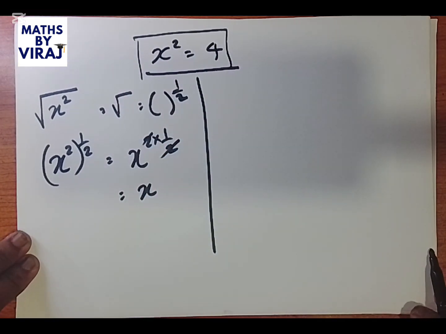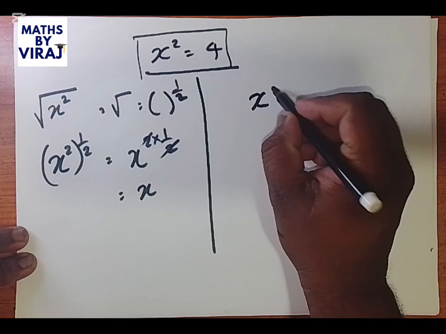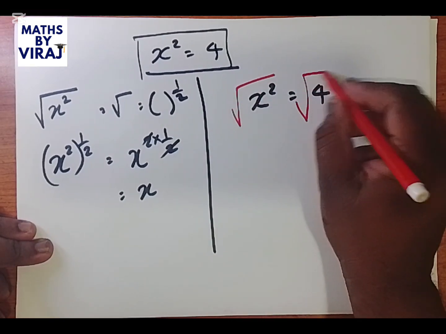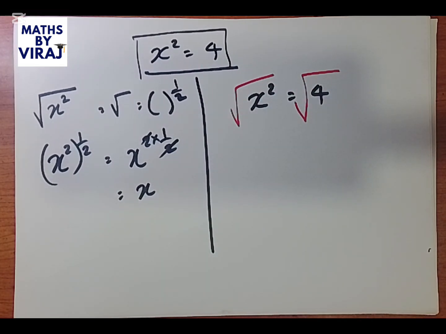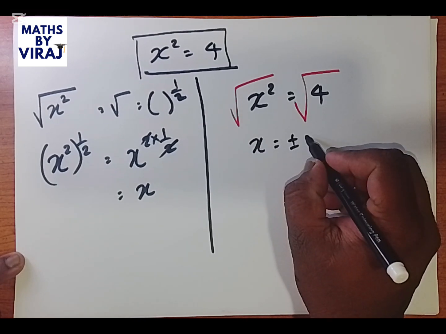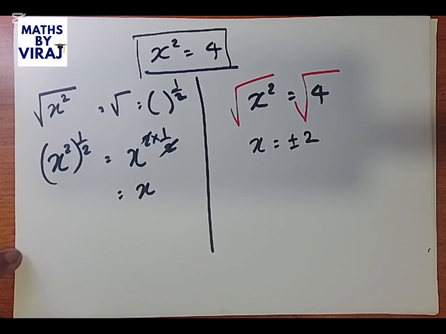We have to solve this. How do we solve this? Children, x squared is equal to 4. What we do is we put the square root on both sides, and when we put the square root on both sides, we get the answer as plus or minus 2. Now you all must be wondering as to why we get it as plus or minus 2.